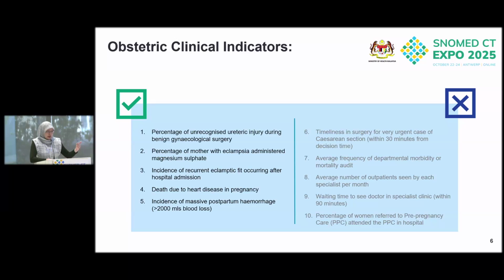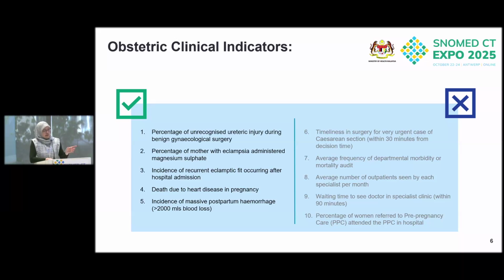Whereas if you look at the left side, the first five, these are some of the things that we can actually extract from the text, right? For example, percentage of unrecognized ureteric injury during benign gynecological surgery. So what we do is we try to find the term benign gynecological surgery, or if we don't have that in SNOMED CT, we will work with the clinicians to identify what those surgeries are that you understand, and then we can populate it, and then we can ask MyHarmony to aggregate those numbers, right?